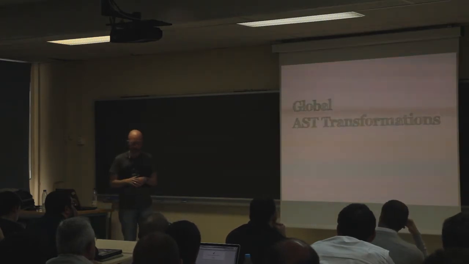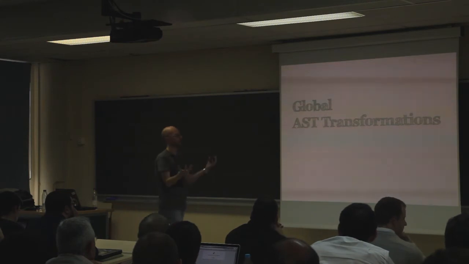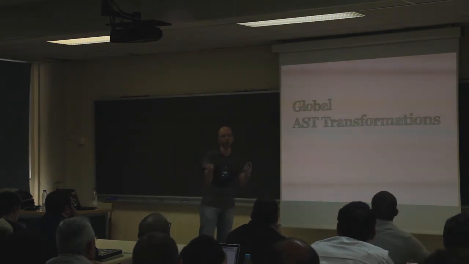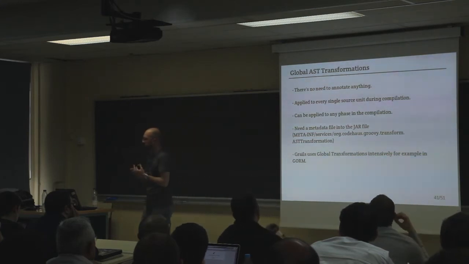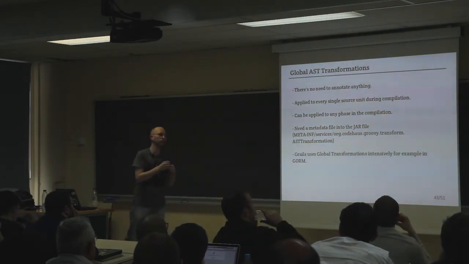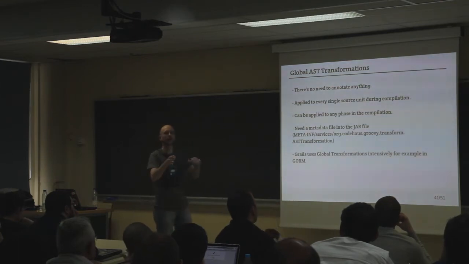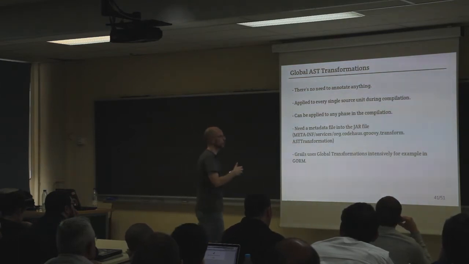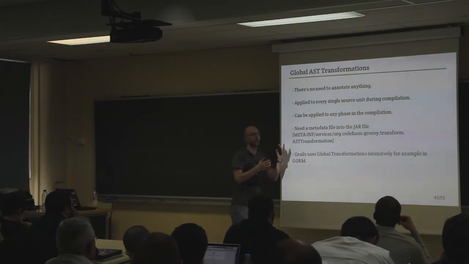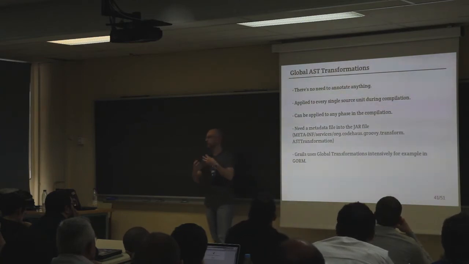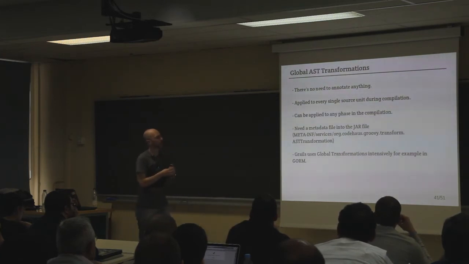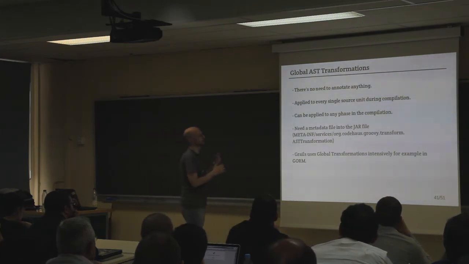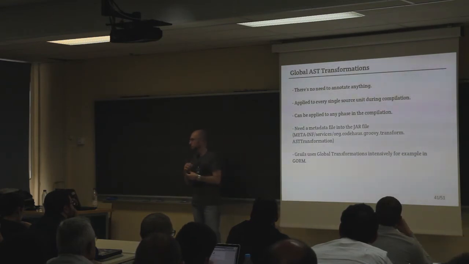And with Groovy we can create two types of transformation, global and local. Global transformations, we do not have to annotate anything. We do not have to write @Category, @Mixin. They are global. They are executed and applied to every single piece of code during the compilation phase. And because of that, this kind of metaprogramming, global AST transformations, can slow down the compilation time.